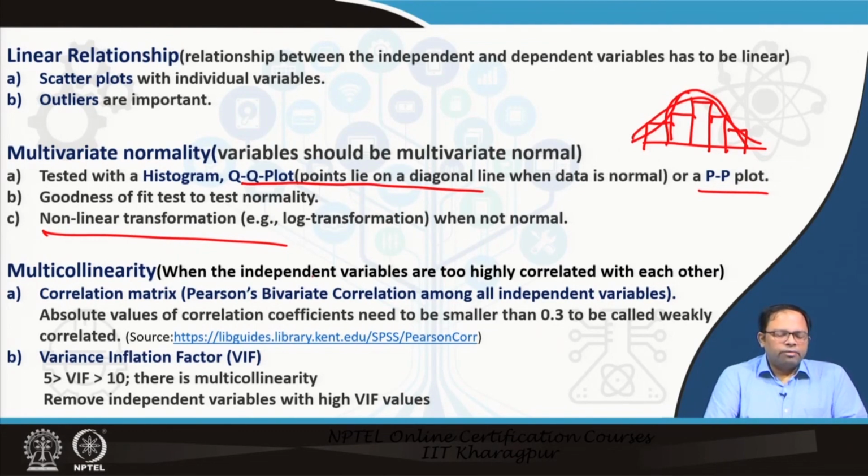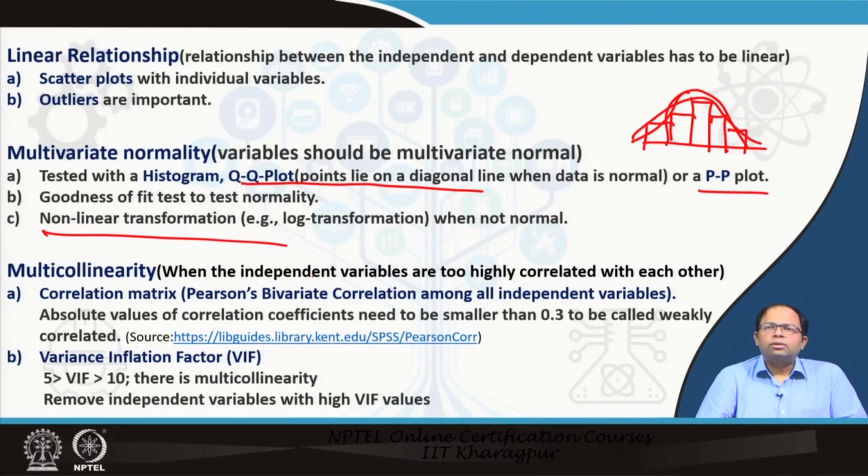Then we also need to test for multicollinearity, and this means that the independent variables are too highly correlated with one another. What it means is, when one variable changes, the other also changes. So, we usually avoid taking both the variables in our regression equation. It is better to take only one of them.